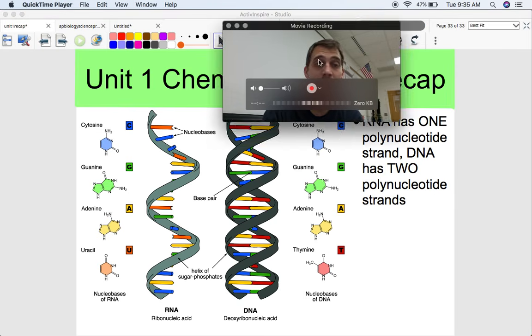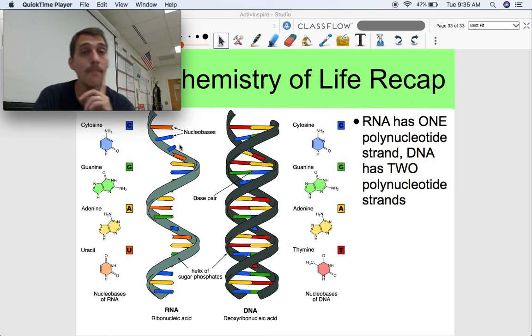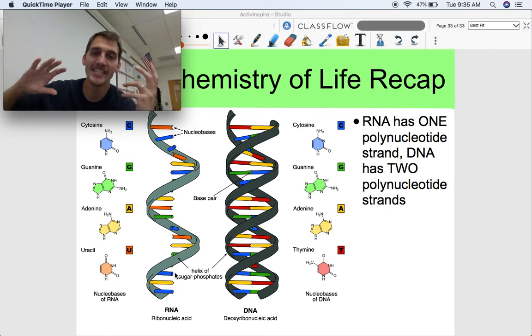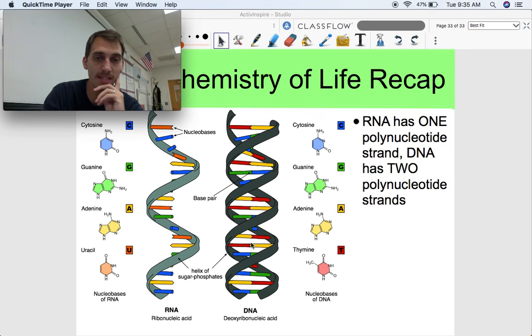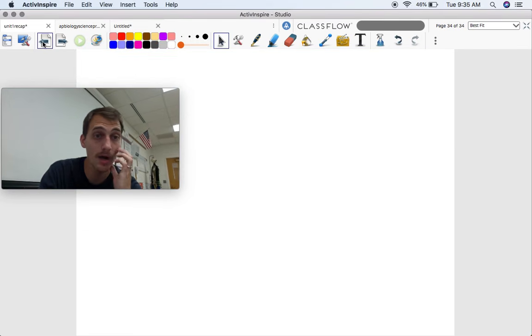And then the last key difference between RNA and DNA is that RNA has one polynucleotide strand. It is made of one chain of nucleotides, while DNA is two strands that are coiled and twisted and bonded together thanks to hydrogen bonds in the middle between these nitrogenous bases. And like I said, the base pairing rules apply in DNA. A always matches up with T, C always matches up with G. And I believe that is it. That is it for the Unit 1 recap.